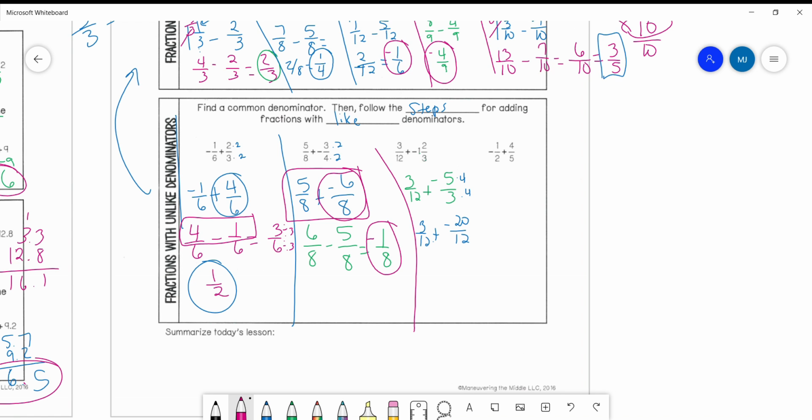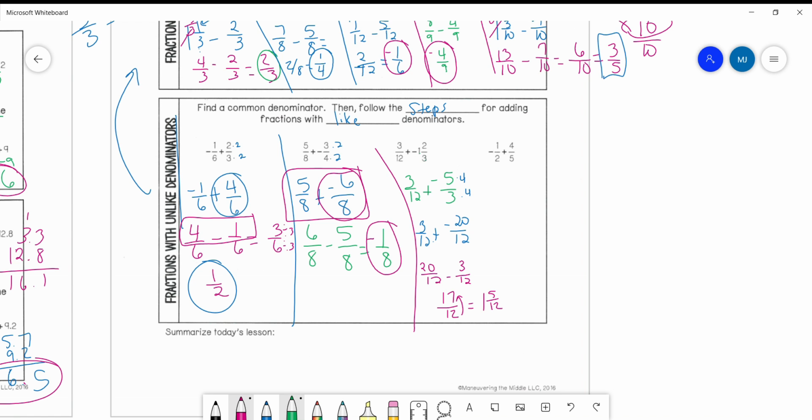Our signs are different, so we're going to find the difference. We're going to take the larger absolute value, subtract the smaller absolute value, and 20 minus 3 would be 17. 17/12 is improper. 12 goes into 17 one time. Minus 12 would be 5, so there'd be 5 pieces left.